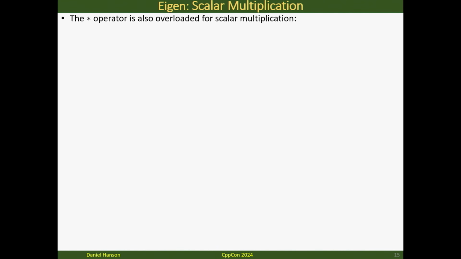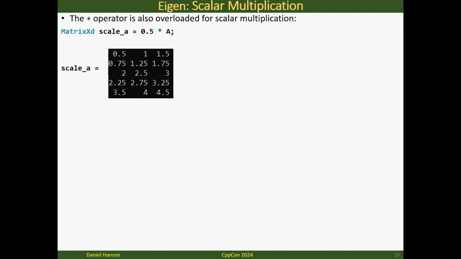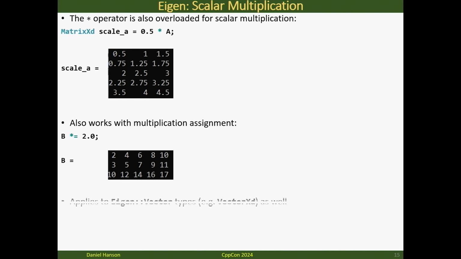Okay, scalar multiplication is also defined, so if you want to take half of each element in A, just 0.5 times A, and you could store the result in a new matrix instance. And when you do that, there's your result as expected. It also works with multiplication assignment, so you could, say, take twice each element in the matrix B and then assign it back to the same matrix. This also applies to eigenvector types, such as vector XD.